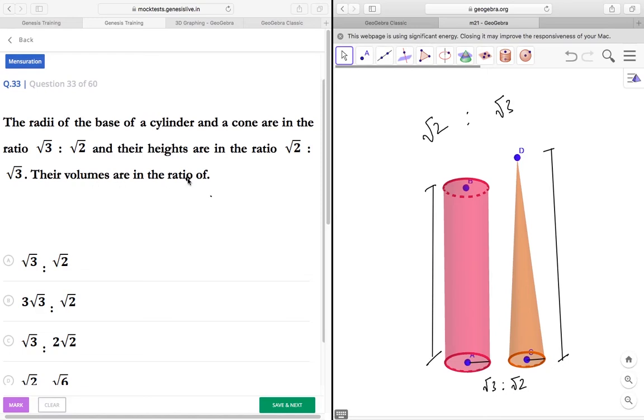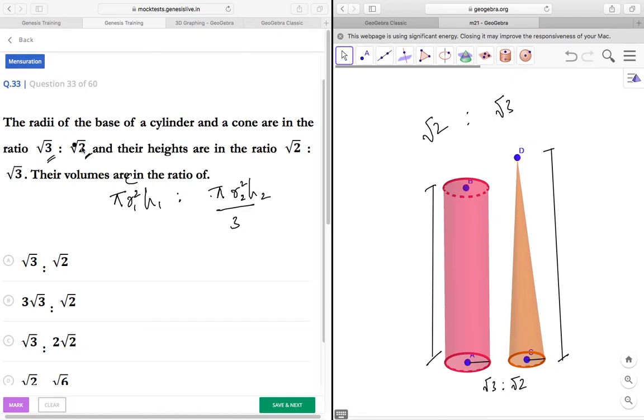Their volumes are in the ratio of. Now volume of cylinder, we know the formula for volume of cylinder is what? The area of the base, that is pi r square, into the height of the cylinder. And what about the cone? The cone is 1/3 the volume of the cylinder. Actually, that's the way in which you get this volume of the cylinder. Now that is nothing but pi r square into h divided by 3. The radius is different, so I'll name it as r1 h1. This is r2 h2. Fine.